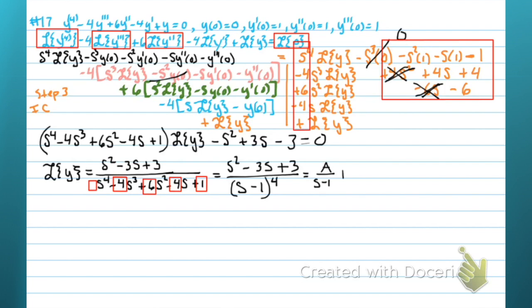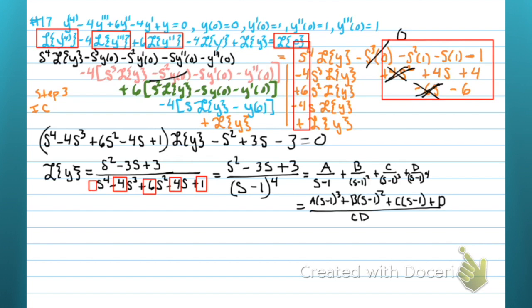We gotta do partial fractions. That's a repeated linear root, so that's A over s minus 1, plus B over (s minus 1) squared, plus C over (s minus 1) to the third, plus D over (s minus 1) to the fourth. Now what? We add that fraction on the right-hand side, multiplying each numerator by what its denominator is missing from that common denominator, and then putting it all over the common denominator.